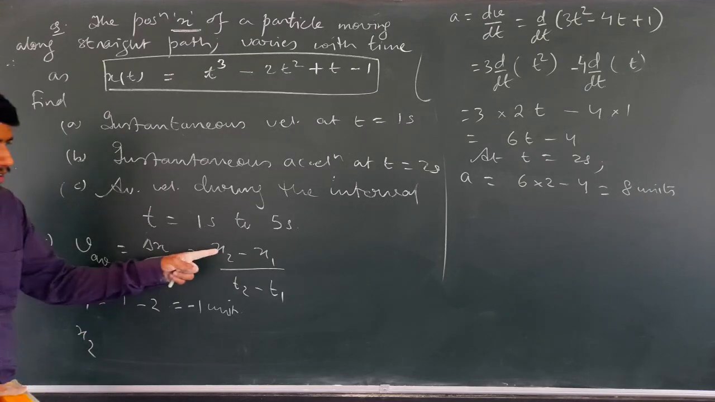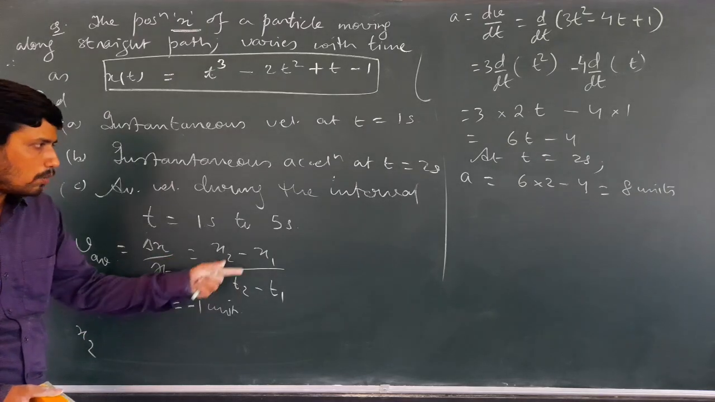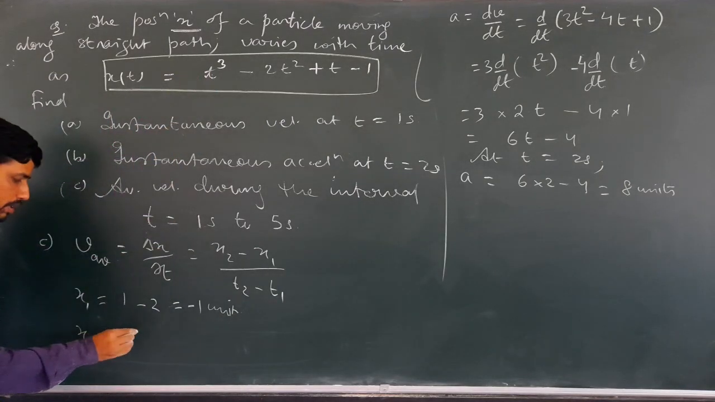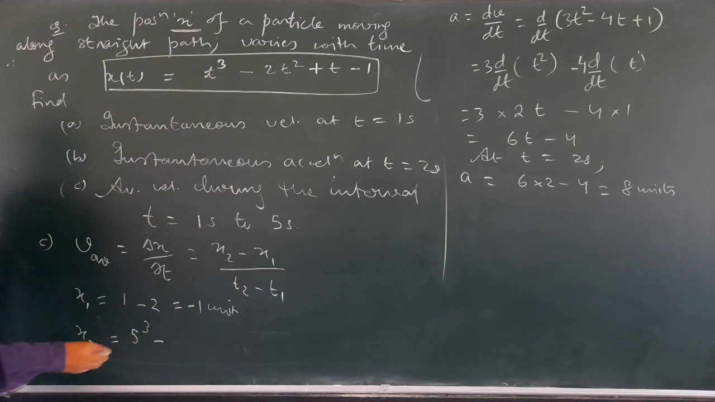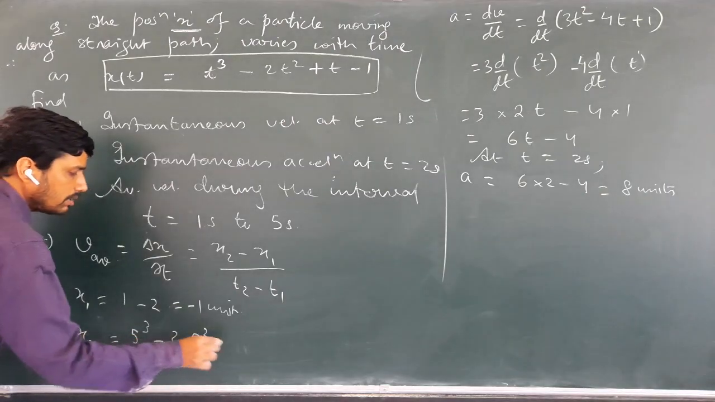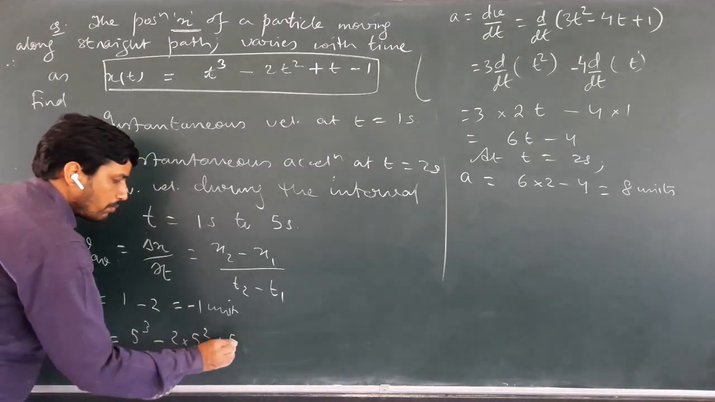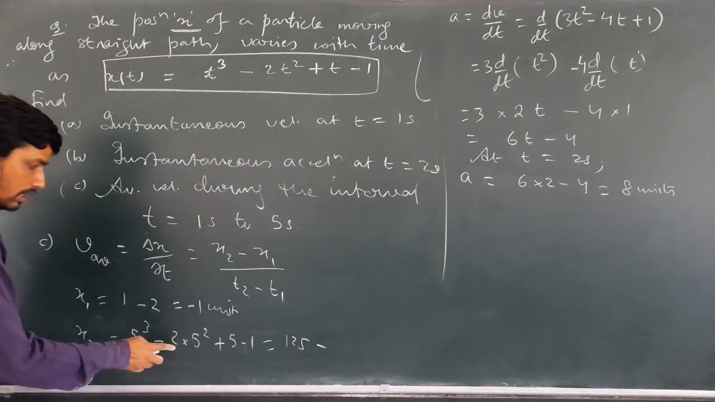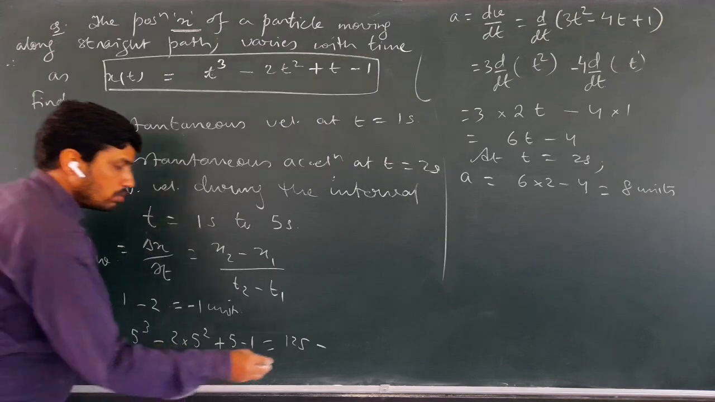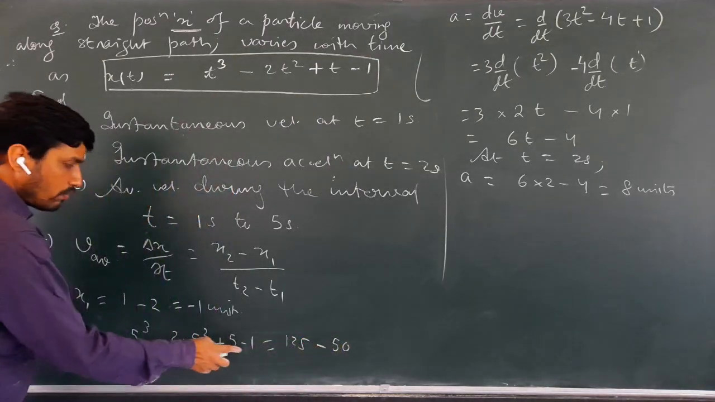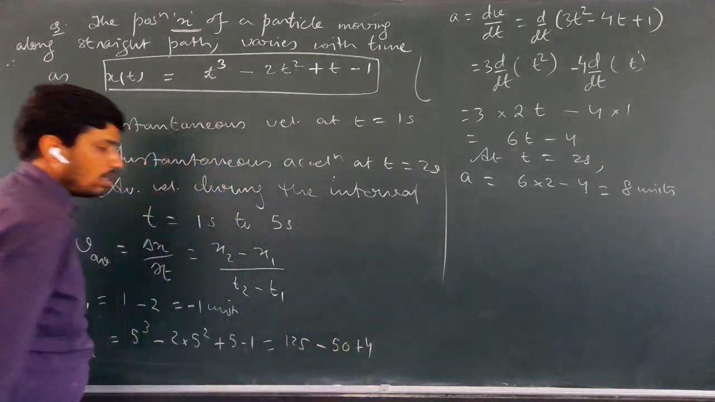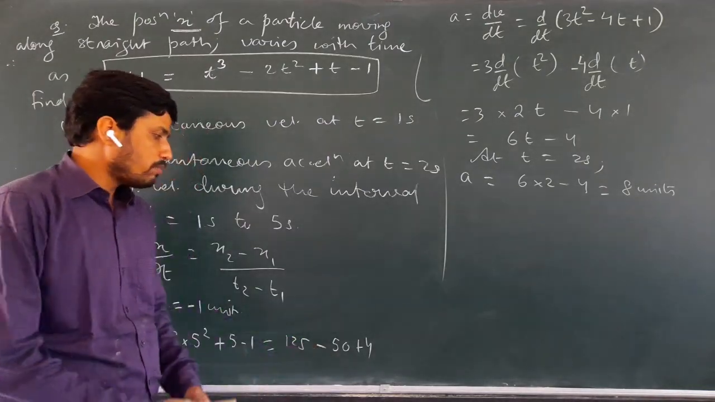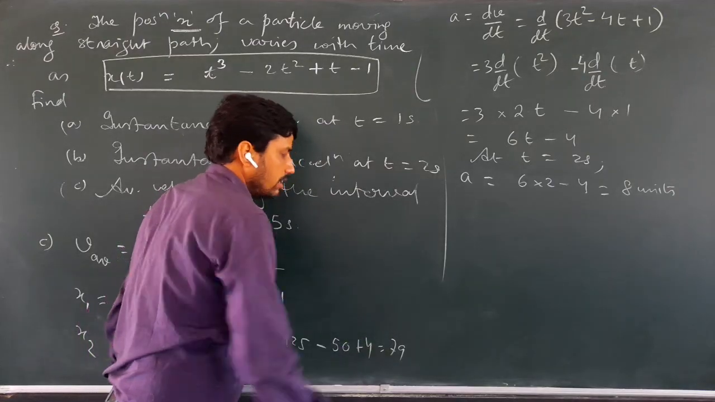x2. x2 is the position at time t2. How much is t2? 5 seconds. So x2 is equal to 5 cube minus 2 into 5 square plus 5 minus 1. So this is 125. This is 5 square, 25 into 2. Then 5 minus 1, 4. So 125 minus 50 is 75. 75 plus 4 is 79.